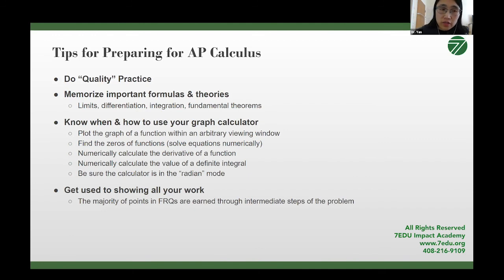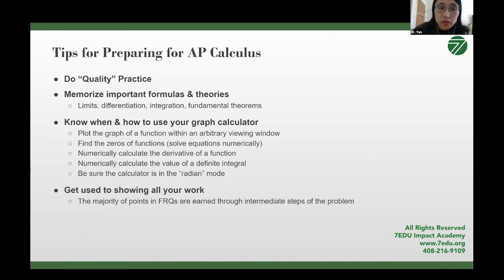You also have to make sure that you do quality practice. So what is quality practice? I know a lot of students buy Barron's book, and that book is helpful, but during the last 2 months, you will have a more effective preparation for the test if you know which topics are your weak areas. So you want to focus on those areas first, rather than taking the book and doing the practice topic by topic, unless you have a lot of time preparing for the test.